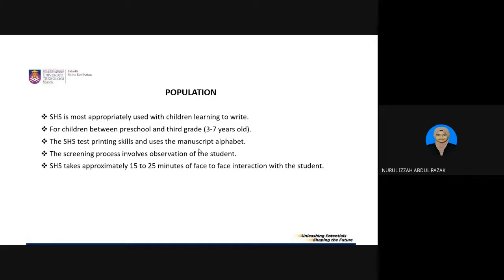Okay, this assessment is intended for children between 3 to 7 years old, which is preschool until the third grade of school children. This assessment dia test printing skills and gunakan manuscript alphabet. The screening process involves observation of the student and takes approximately 15 to 25 minutes of face-to-face interaction with the student.